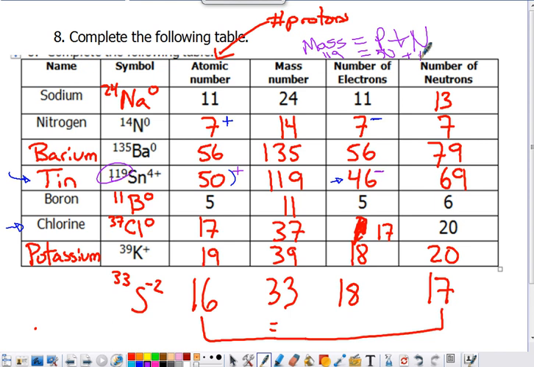119 equals 50 plus what? And you can solve for the neutrons. Cool, Jimmy? Good for the neutrons?